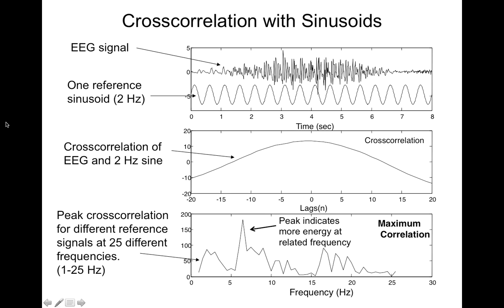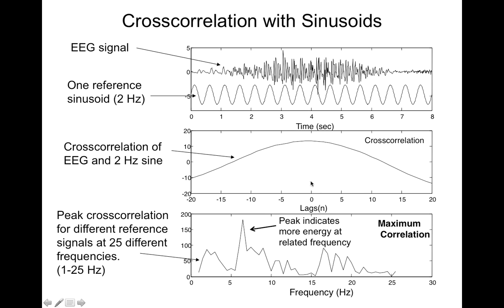So for example, you can see in the top figure here we have an EEG signal, and then this is our reference sinusoid of 2 Hertz. We then cross-correlate the EEG and 2 Hertz, and the cross-correlation function looks like this. If we now do that for several frequencies, let's say 1 to 25 Hertz, then we get a plot.